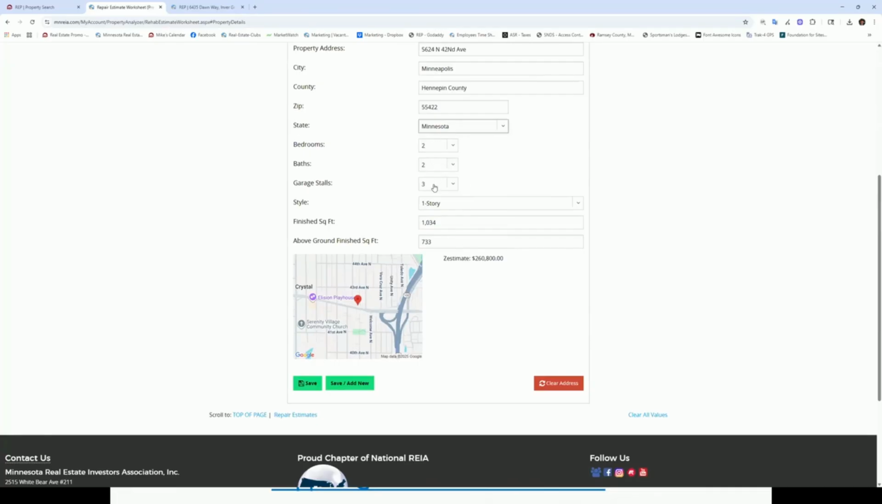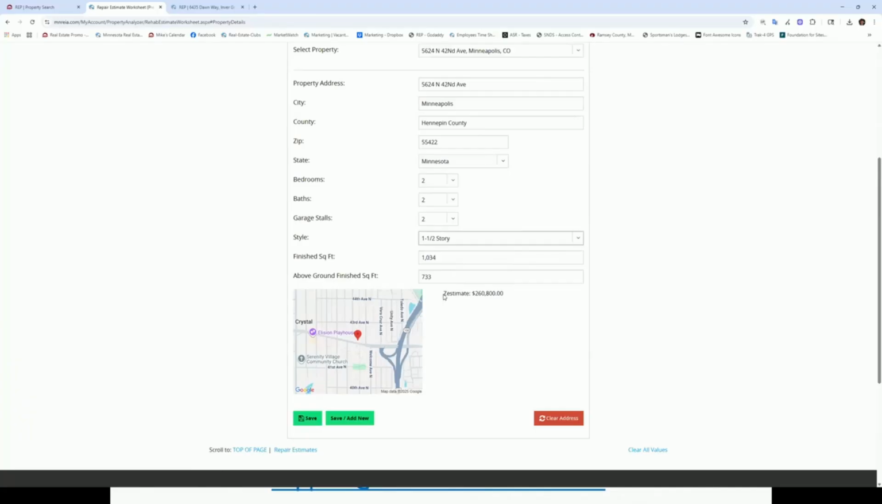It's a 2-bedroom, 2-bath. It's actually a 2-car garage. I don't know why it always comes up as a 3-car, and it's a 1.5 story, not a 1 story. And that square footage is about right. So it did find that info, and it found it on Zillow.